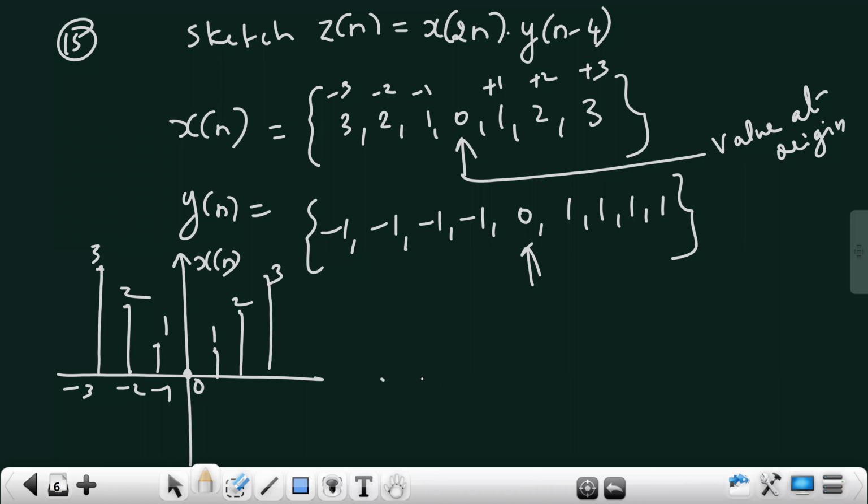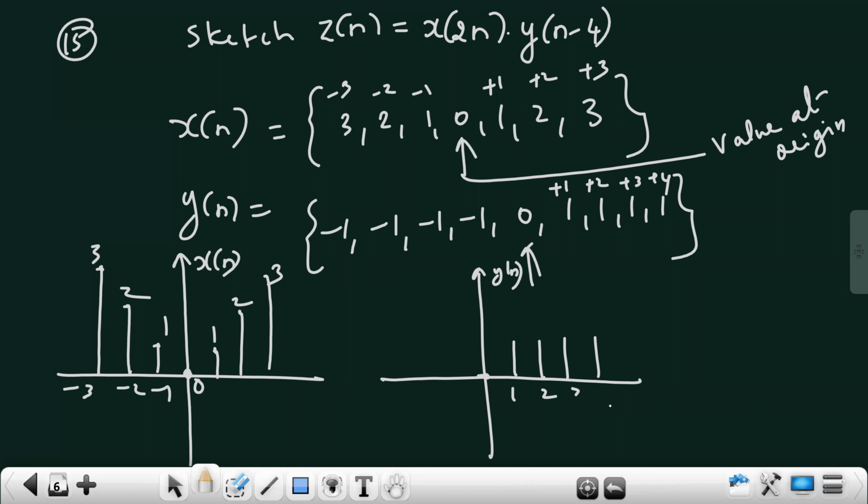Similarly, you have to plot y of n also. Again, at origin you are having 0, and these are the values at plus 1, plus 2, plus 3, and plus 4. All values will be 1. And coming to the negative part, all values are negative 1. So this is the signal y of n. Now you can draw x of 2n and y of n minus 4 simply by compressing the signal and shifting the signal.